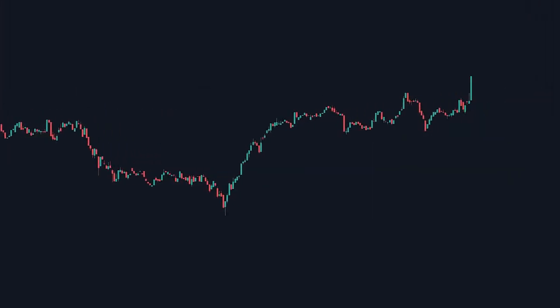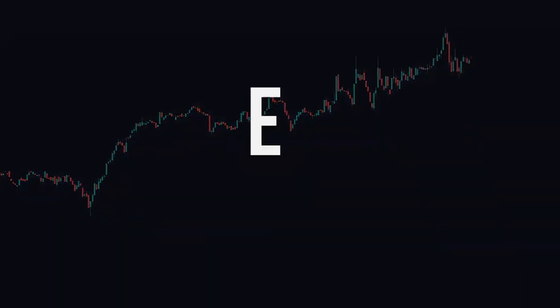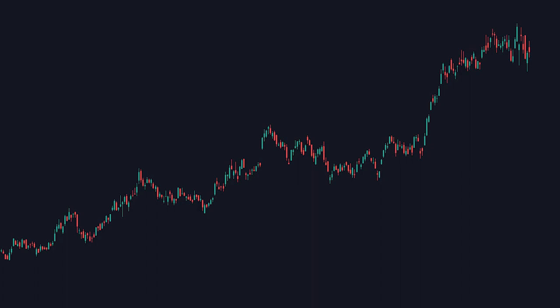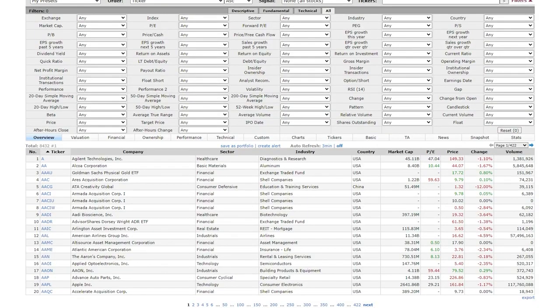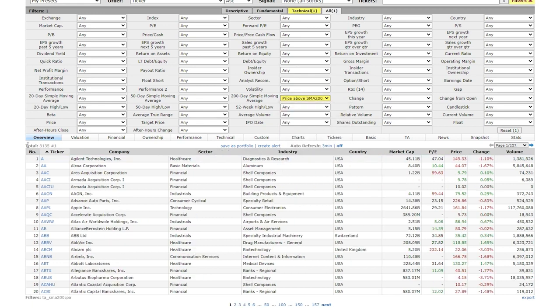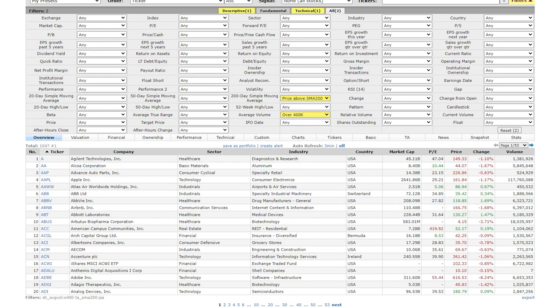This next and final preset is going to be showing you companies with insane growth and earnings. All these companies will most likely be a really good buy. We want to be trading with the trend on this one, so we want the price to be above the 200-day moving average. We also want an average volume of over 400K, telling us there's a lot of activity.